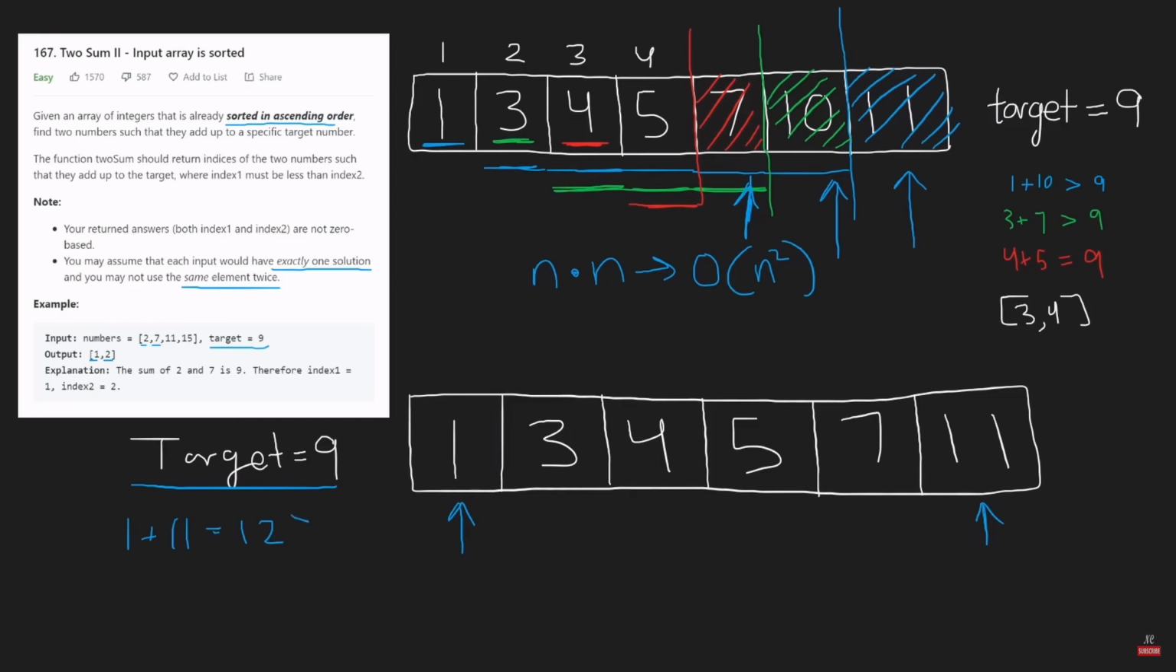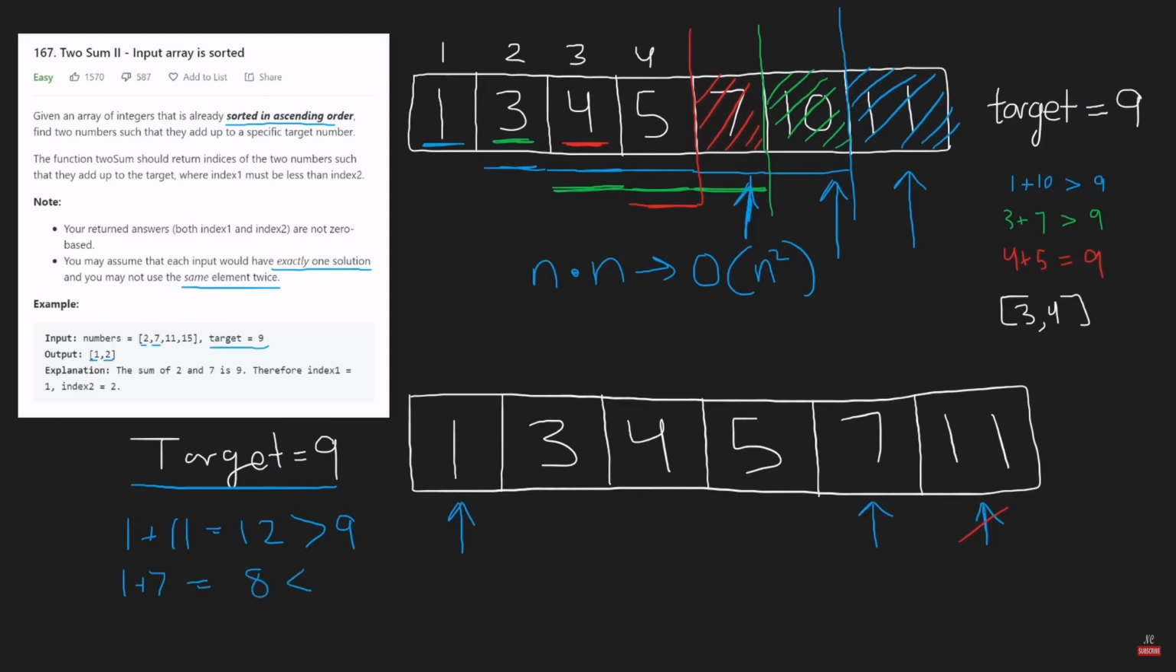So that's greater than our target of 9, remember? So since this sum is too big, we need to decrease it. We have a choice of which pointer to shift. If we shift our left pointer here to 3, we're going to be increasing the sum. We don't want to do that since the sum is already too big. So instead, let's take our right pointer and shift it to the left. Now we've decreased the total sum, so let's recompute it. 1 plus 7. Now it's 8.